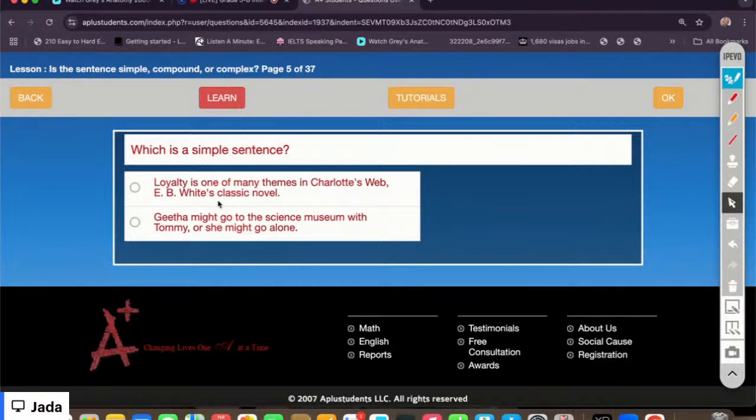Yes, because it starts with because. Okay, so this one is also what? The first and second. So the first one, the comma here is just connected to the author's name. The second one has "or," which is a coordinating conjunction. So this second sentence is a compound sentence. So it's the first one.